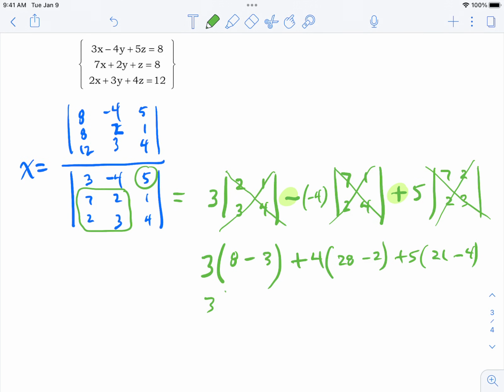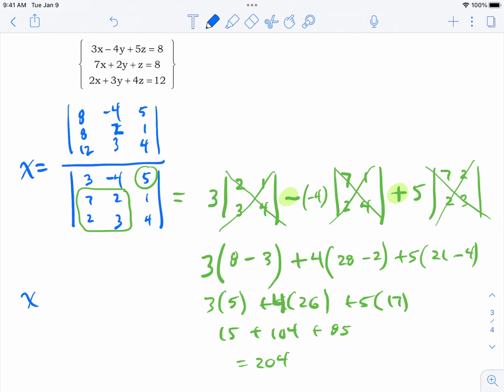Okay, so I got 3 times 8 minus 3 is 5. Plus 4 times 28 minus 2 is 26. That's a 4. And then plus 5 times 21 minus 4 is a 17. So 3 times 5 is 15. 4 times 26 is, I want to say, 104. And then plus 5 times 17 is 85. So we get 204. Huh. Nice number, huh? Okay, so that's what goes on the bottom.